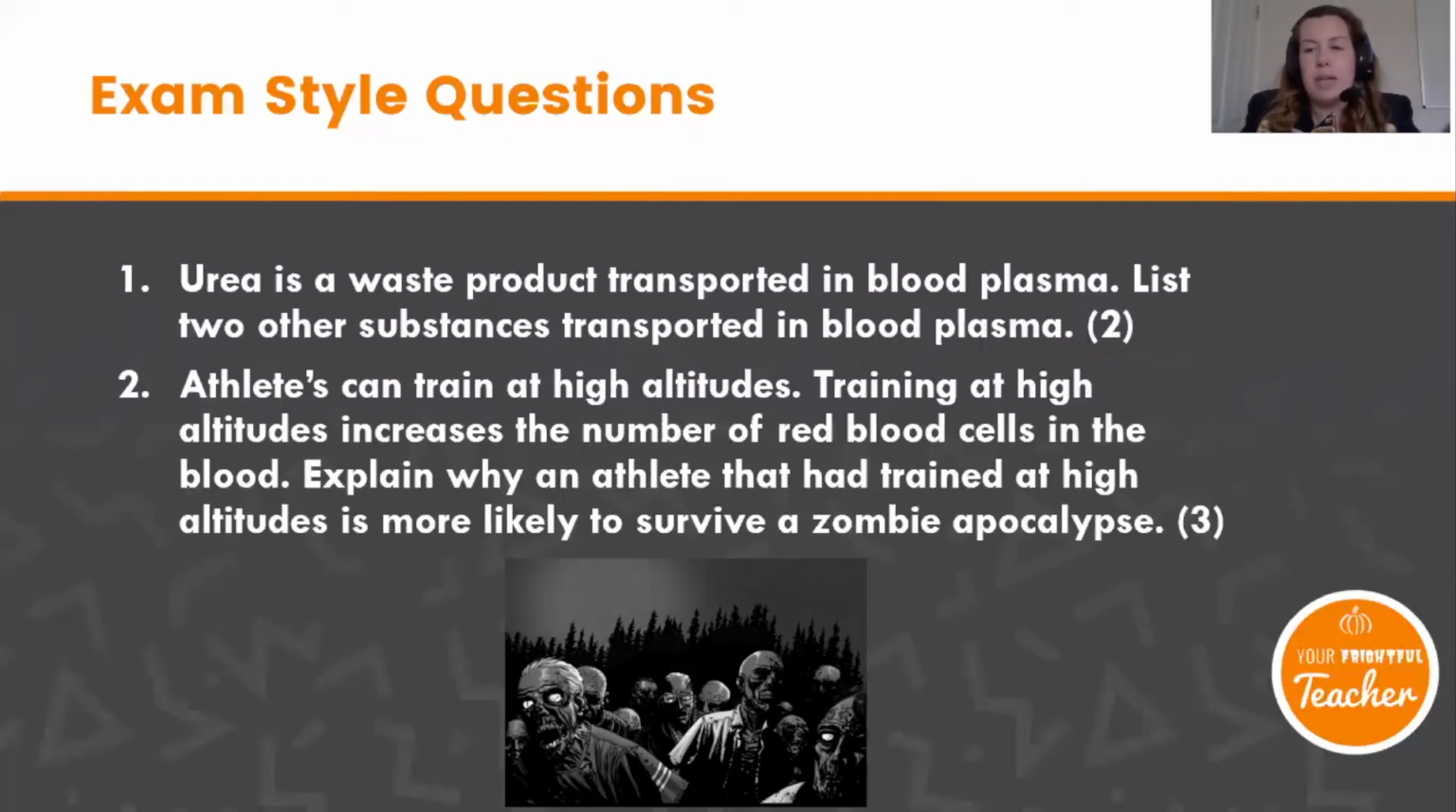I'm assuming in a zombie apocalypse, you're going to have to do a lot of running. That's my clue to you there. So 2 marks for the first question, so a maximum of 2 minutes, and then 3 marks for the next question, a maximum of 3 minutes. You're going to want to make 3 points in your explanation as to why you think they're more likely to survive a zombie apocalypse.